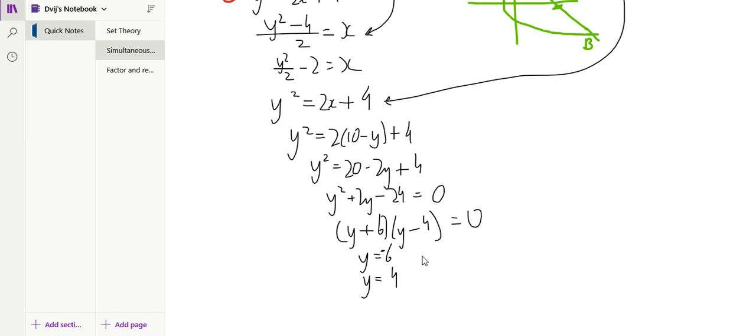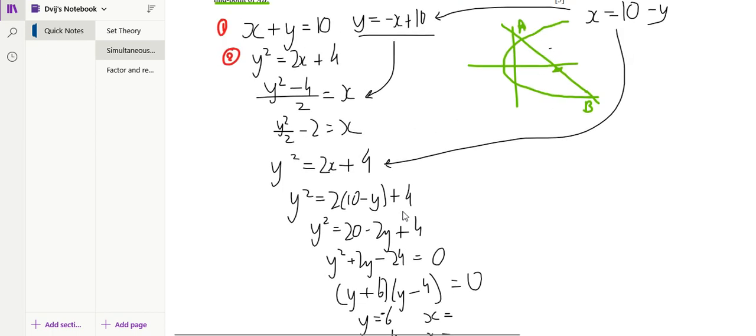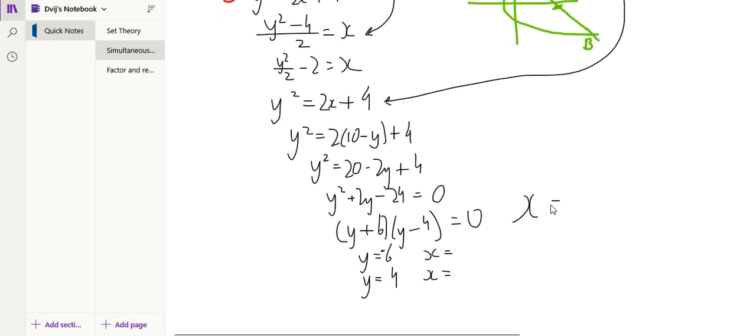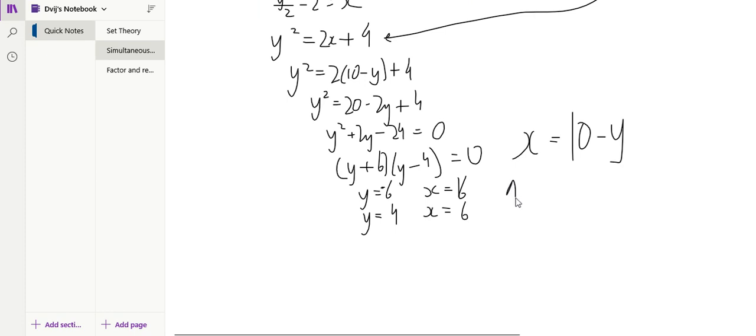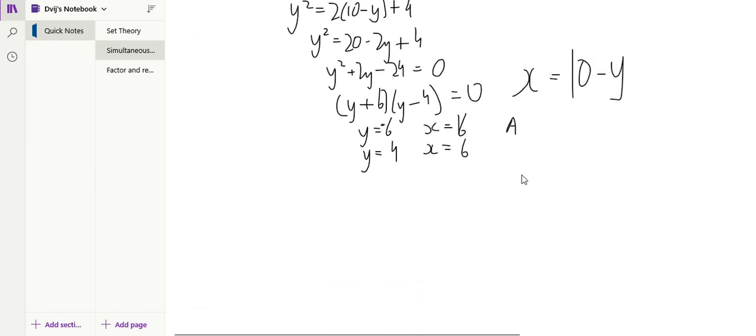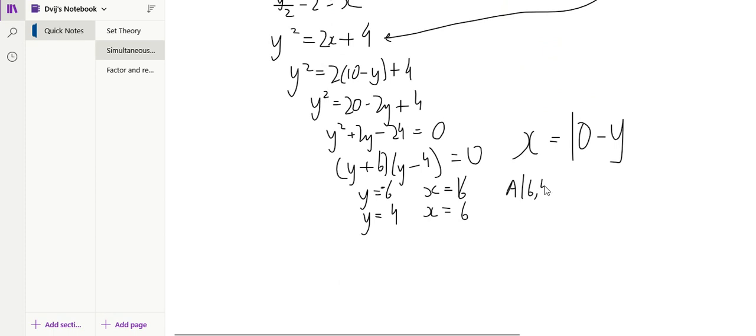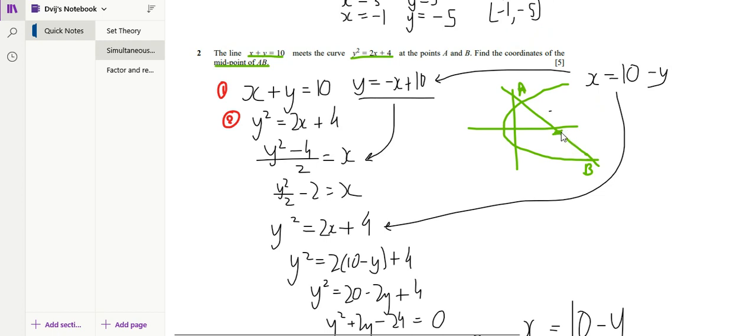Cool. And the very last thing that we're going to do is find our x coordinates. Remember, x is 10 minus y. So 10 minus negative 6 is 16. And 10 minus 4 is just 6. So we can say that, for example, since we said a is up here, a is (6, 4), and b is (16, negative 6). Awesome. We're not done yet though, because we still have to find this midpoint here.